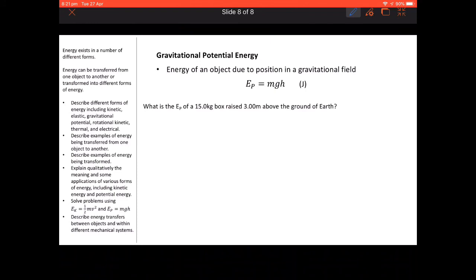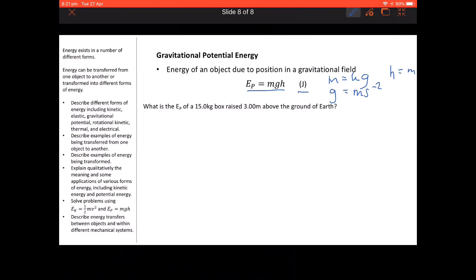The other type of energy that we'll have to solve problems for is gravitational potential energy. This is the energy of an object due to its position in a gravitational field. The rule is potential energy equals the mass, which is in kilos, times g, which is the acceleration due to gravity, in meters per second squared, and height, which is in meters. And then the overall unit for energy is obviously joules.